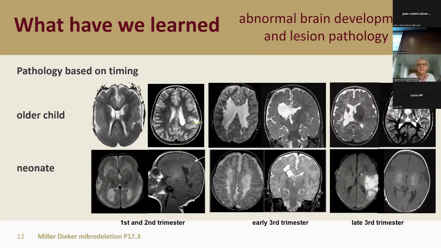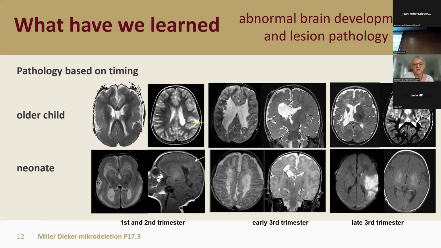And then I'm going to the next part, what have we learned with respect to pathological development. I would like to start with lesion pathology. Here you see the different lesions or different pathology according to the time when it occurs during brain development. The first one is a genetic example of migration defects, again both in the older child and the neonate, a migration disorder due to microdeletion 17p13.3.